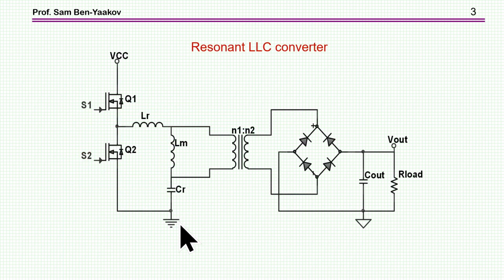We are concerned here with an LLC converter. I'm showing it here in a half-bridge configuration. Here are the two inductors, capacitor, transformer, rectifier. This is the filter capacitor, and this resistor represents the load.